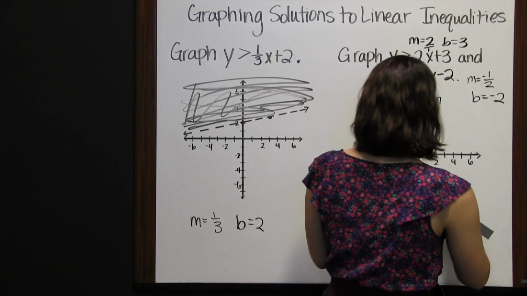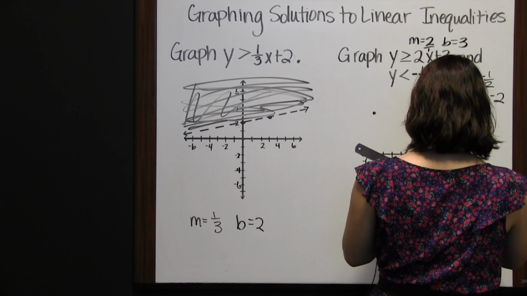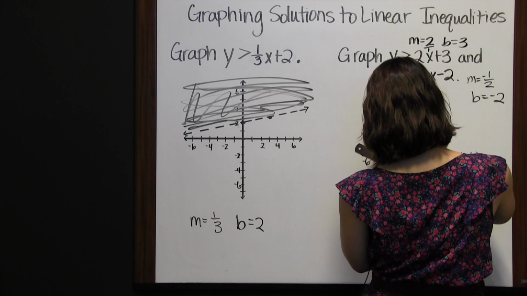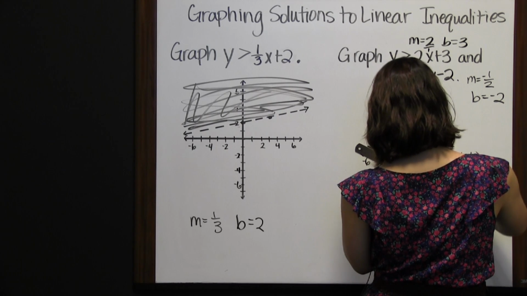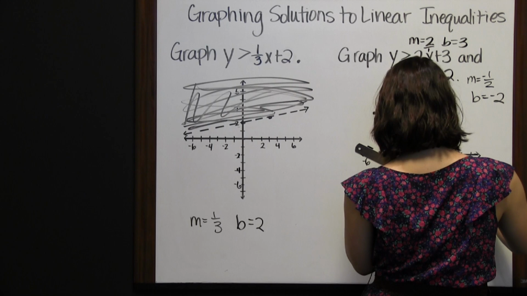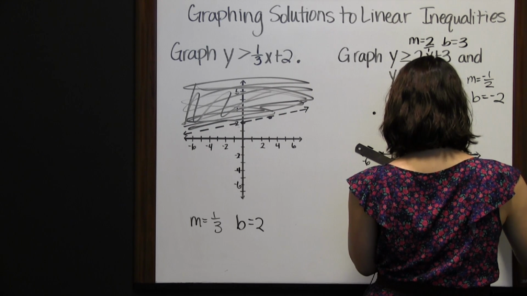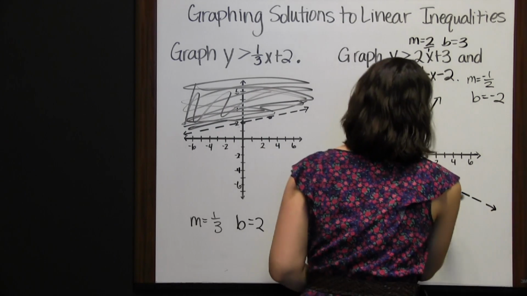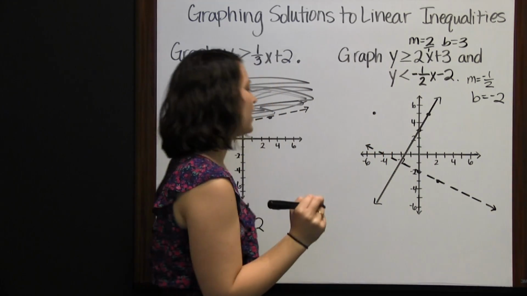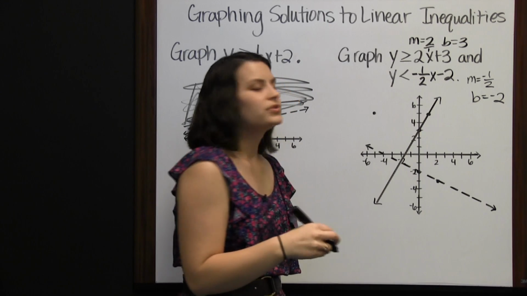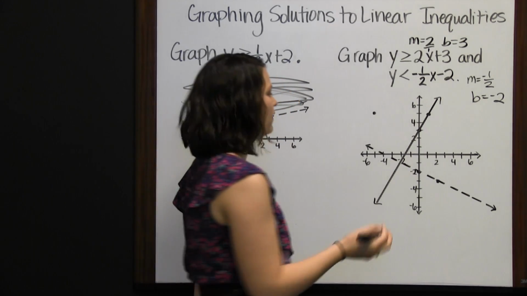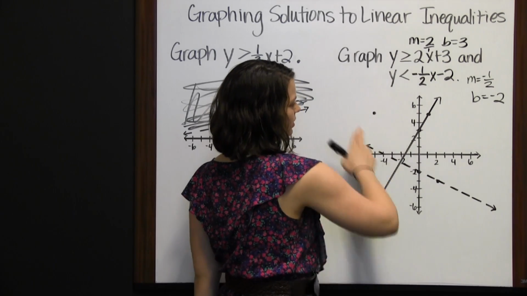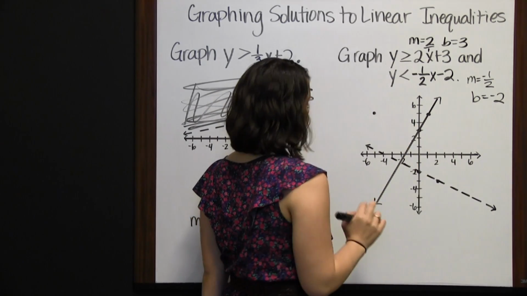And again, this is a dashed line because it's just less than, not less than or equal to. We're going to connect our points with our dashed line, and put our arrows on the end to signify that that line goes on. So now that we have our two lines crossing, we've actually created 4 regions. We have this region, this one, and this one.